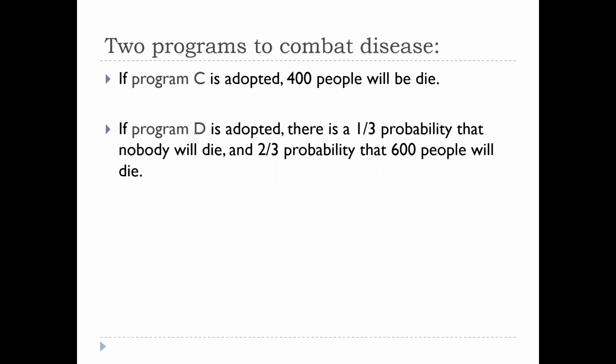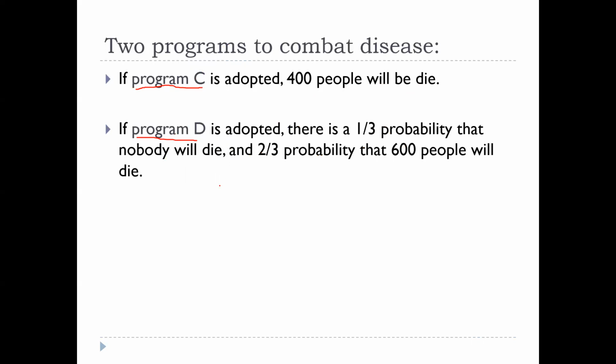Now here's an alternative way to frame it. This is the same exact problem from before, but instead of saving people, we're killing them, right? So if we adopt program C, 400 people will die. So instead of saving 200 people, we've now killed 400 people. And if we pick program D, there's a 1/3 probability that no one will die, and a 2/3 probability that 600 people will die. Now, all of those programs have the exact same expected utility.